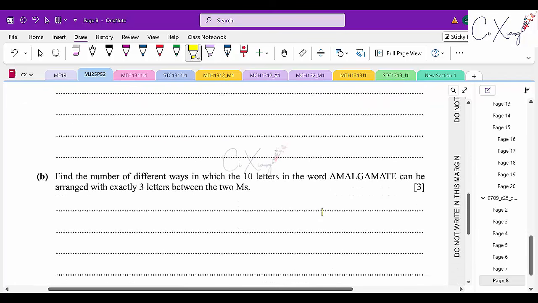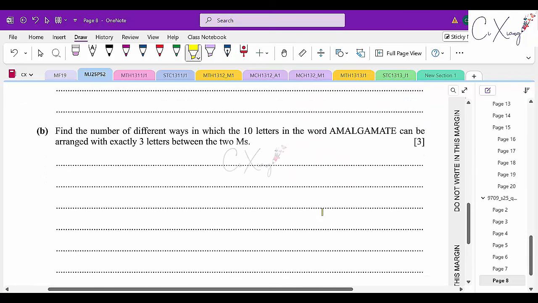Then let's continue to part B. Find the number of different ways in which the 10 letters in the word amalgamate can be arranged, again highlight the keyword arrange, with exactly 3 letters between the two M's. Right, so if I want to have 3 letters between the two M's, again, there are many ways for us to solve it.